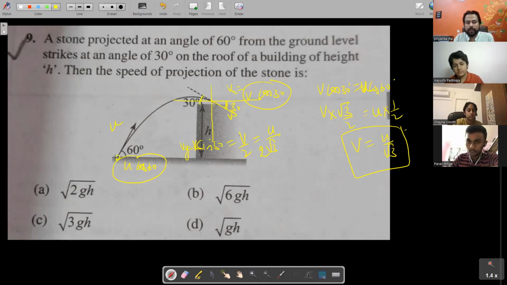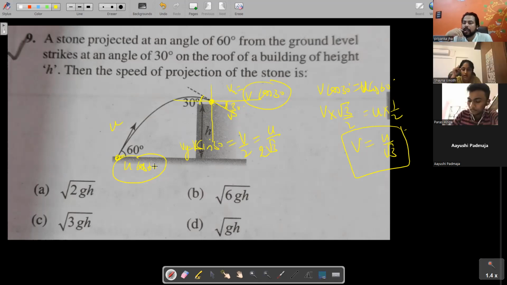Tell me, I didn't understand what you just did. You did not understand? No. Which one? V by 2 equals U by 2 root 3. This part. No, not that one. Near the height. Yeah, for finding height.